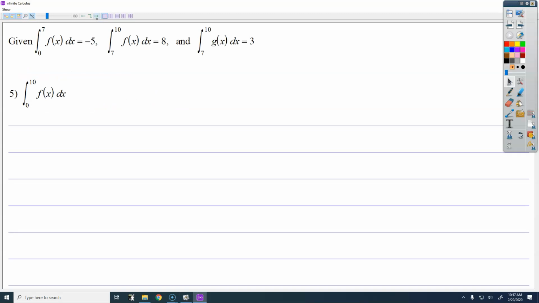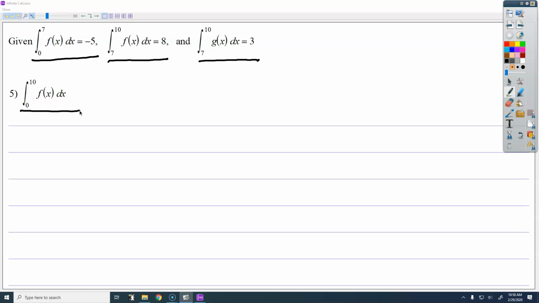Here we go. So we're looking at properties now. So they're telling us that the integral of f from 0 to 7 is equal to -5. The integral of f from 7 to 10 is 8. And the integral of g from 7 to 10 is 3. They are asking us here, what is the integral of f from 0 to 10?